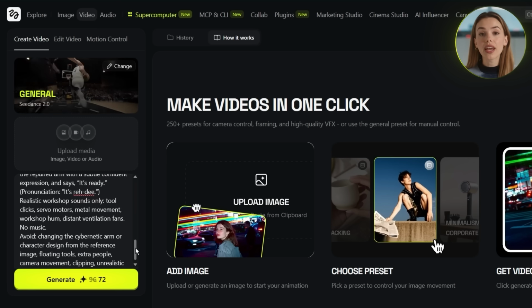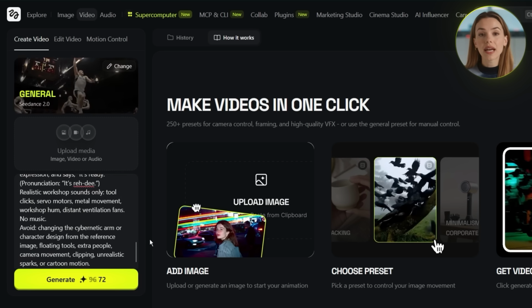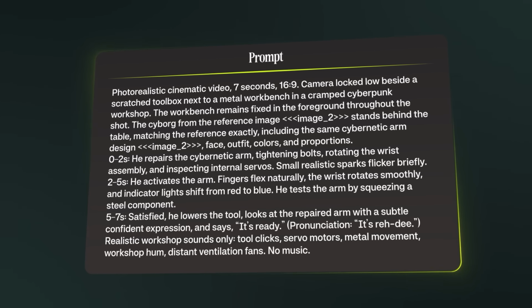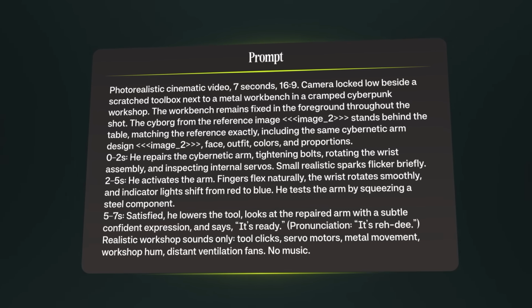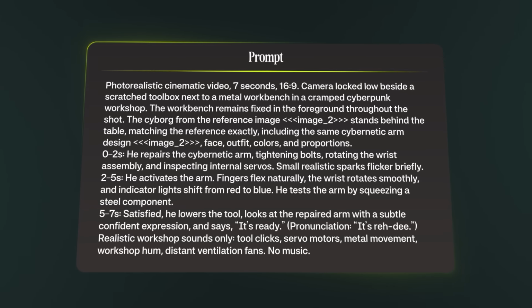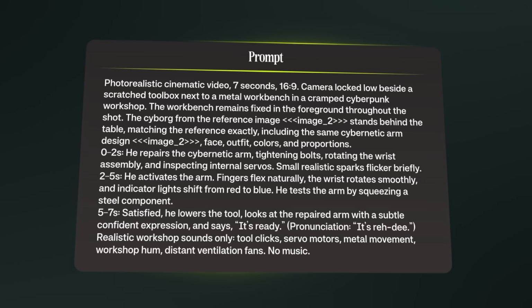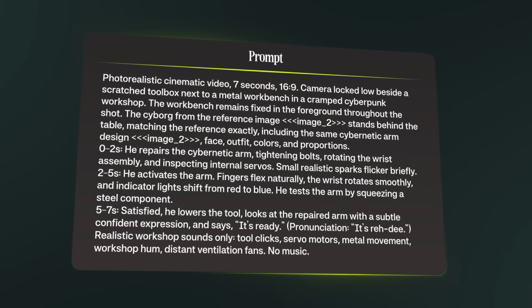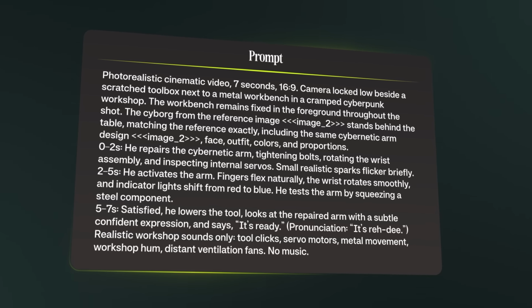giving you a more natural and cinematic sequence. Here's a real example. For a workshop scene, describe the cyborg repairing his arm from 0 to 2 seconds. Tightening bolts, rotating the wrist assembly. Then, from 2 to 5 seconds, he activates the arm, fingers flex, indicator lights shift from red to blue. Then, from 5 to 7 seconds, he looks at the repaired arm and says, "It's ready." Anchor the camera low beside a scratch toolbox the entire time so it never moves.